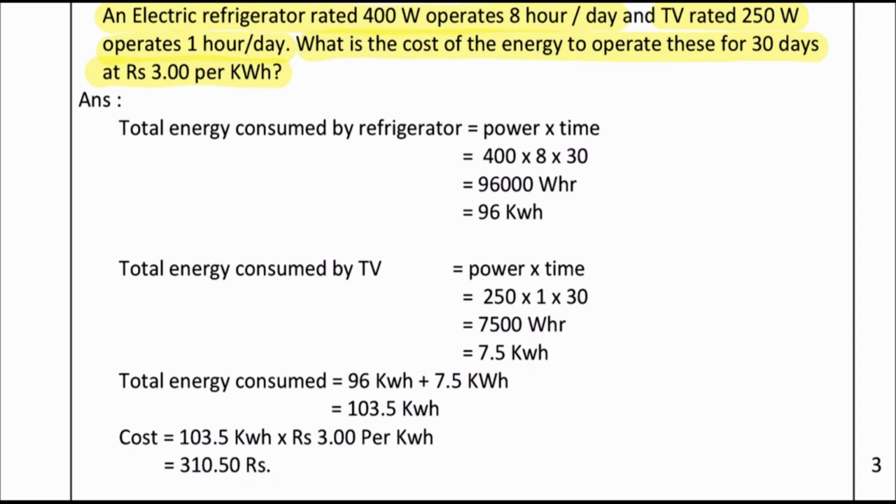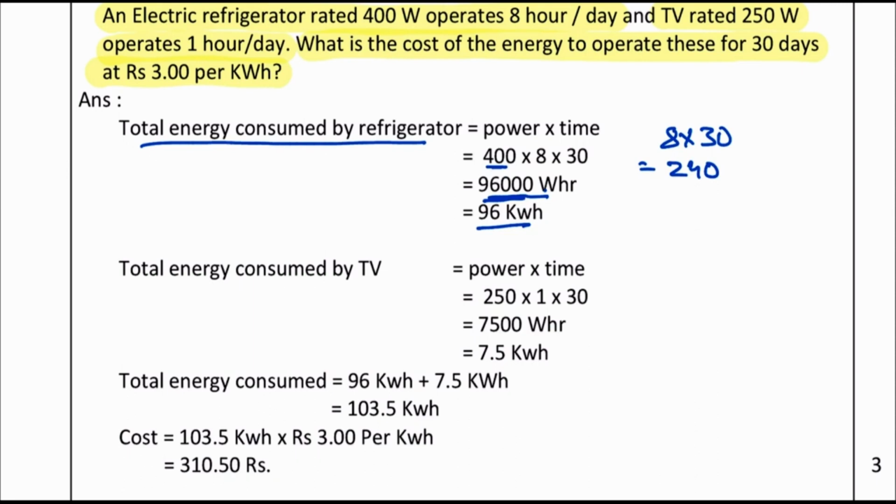Total energy consumed by the refrigerator. Power into time, energy formula. Power is 400 and time is 8 into 30 days. 8 hours a day and 30 days. So we need to calculate. 8 threes are 24 and that is 240. 240 into 400 is equal to 96000 watt hours. If we take 3 zeros outside, it will be 96 kilowatt hours, kWh.